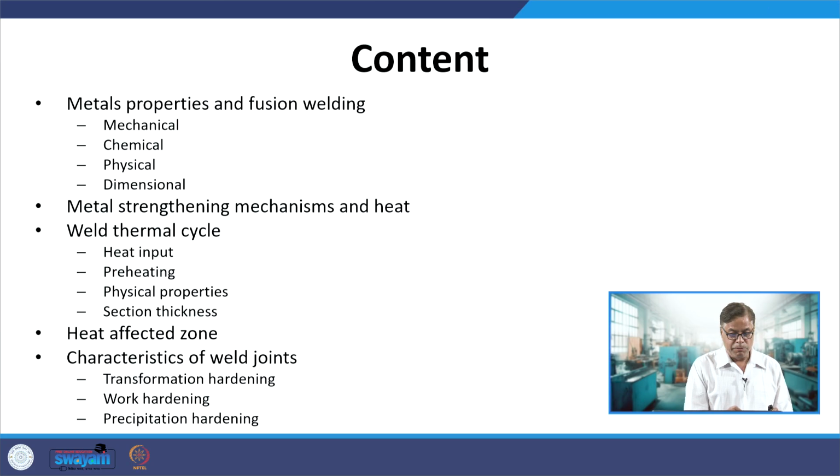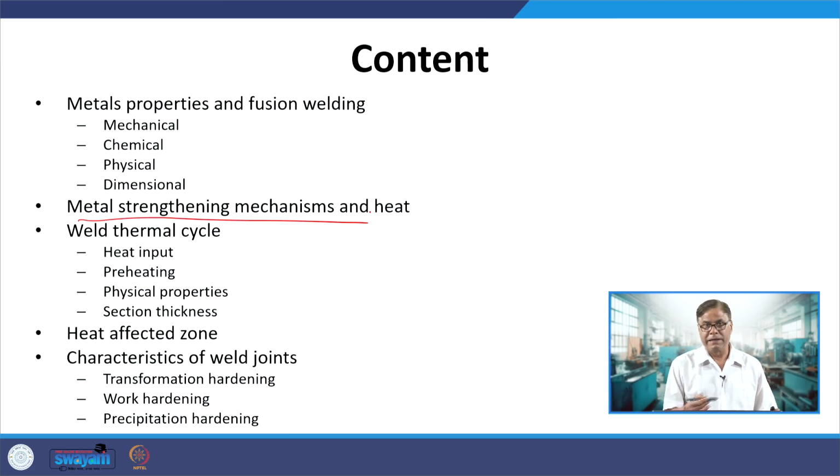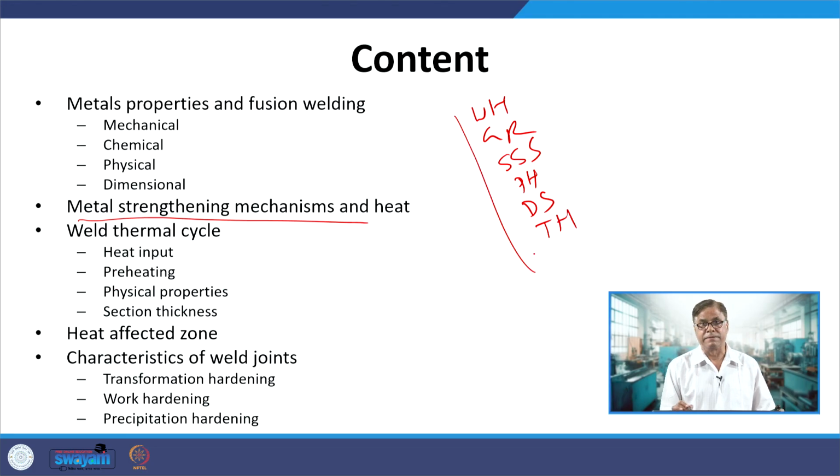Then another very important aspect related to the metal is the metal strengthening mechanisms. Metal can be strengthened by different mechanisms like work hardening, grain refinement, solid solution strengthening, then precipitation hardening, dispersion hardening, and transformation hardening.